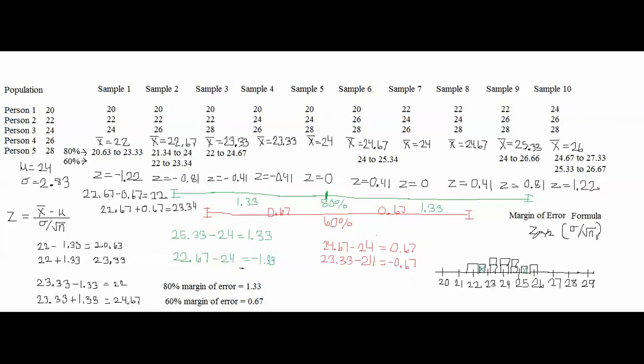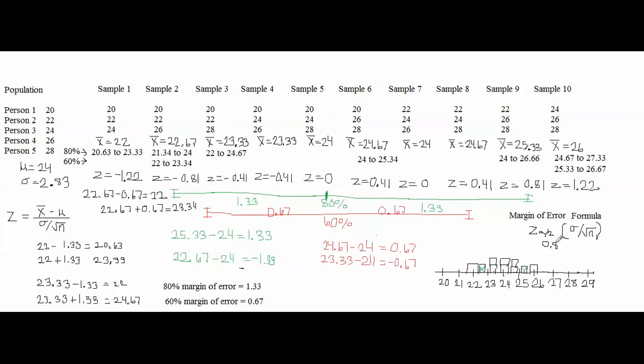What this z-score is called is a confidence coefficient. And it's called a confidence coefficient because it's not just any z-score, it's a certain z-score. It's the z-score of the sample at the upper boundary of the middle area. So if we're calculating the 80% margin of error, our confidence coefficient would be the z-score of the sample that's at the upper boundary of the middle 80%, which is this z-score right here. So this is our confidence coefficient. It's 0.81.